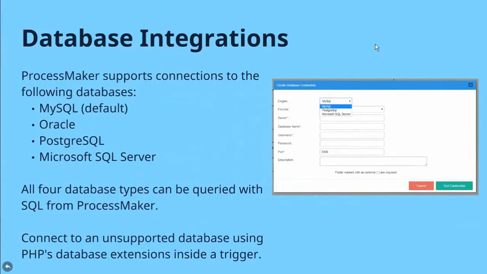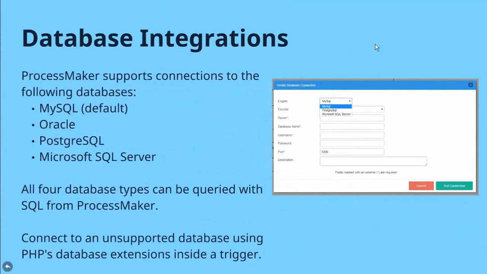We also feature connections to PostgreSQL databases, which we're going to cover in this webinar. And then in our next webinar, we'll cover connections to a Microsoft SQL Server database. So all 4 of these database types can be queried with SQL from ProcessMaker.